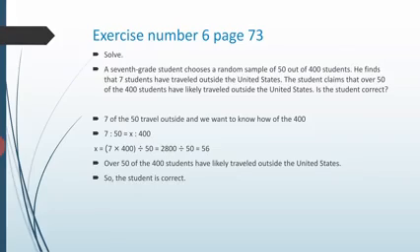So we make 7 divided by 50 is equal to x divided by 400. This is a proportion. So we make 7 times 400 divided by 50. 7 times 400 is equal to 2,800, divided by 50 is equal to 56. So we can say that it is over 50, because 56 is bigger than 50. So over 50 of the 400 students have likely traveled outside the United States. So the student is correct.